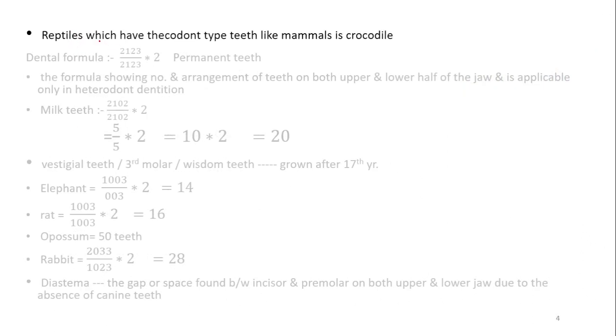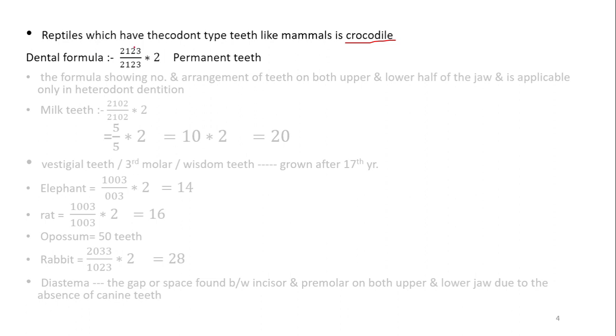Among reptiles, the thecodont type of teeth like mammals is found in the crocodile.